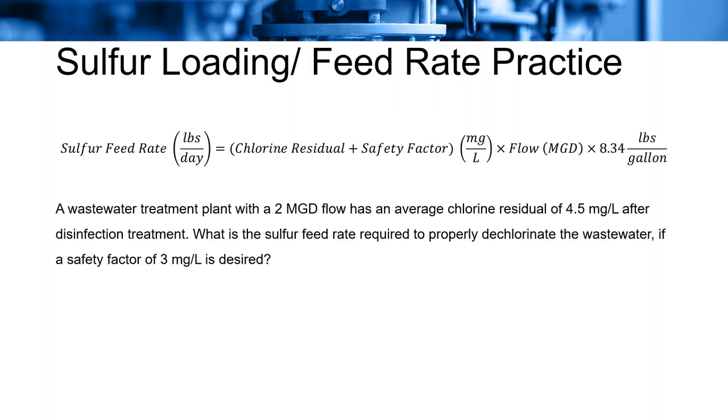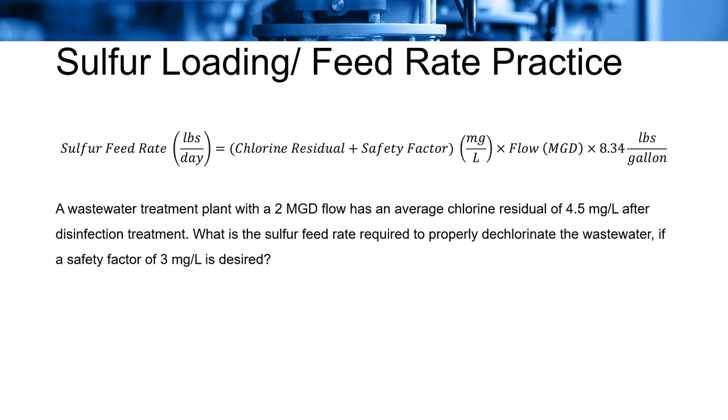So we're going to go over a sulfur loading slash feed rate practice problem. We use a similar equation to our chlorine dosage, but what we do is add the desired residual plus the safety factor, and then multiply that by the flow and our unit conversion. So here is the practice problem that I'm going to go over with you guys.